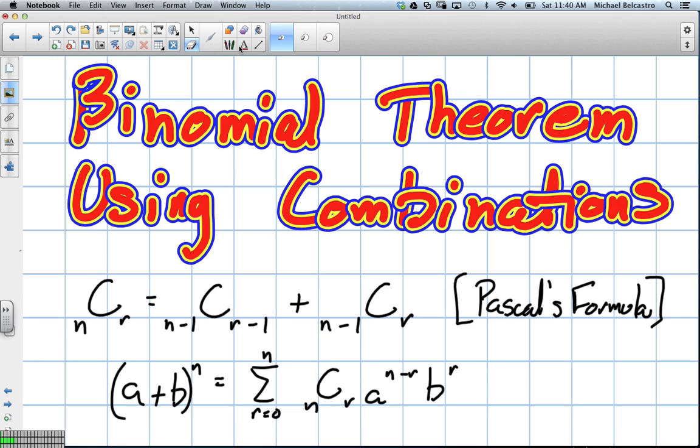So same idea. We're going to do binomial theorem. But this time we're going to focus on essentially how Pascal calculates the numbers, what he uses, and it's called combination. So first thing you have is Pascal's formula.